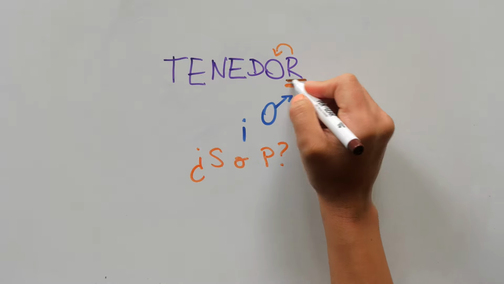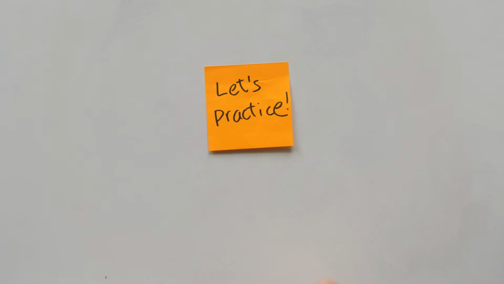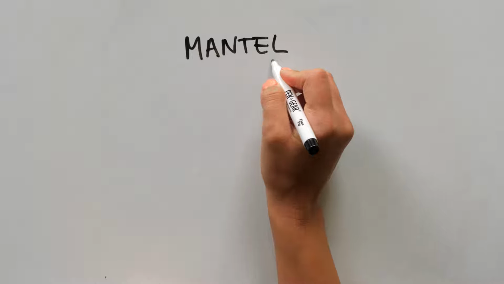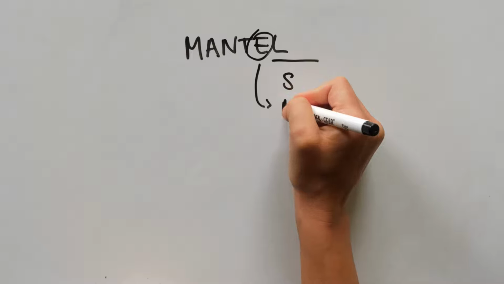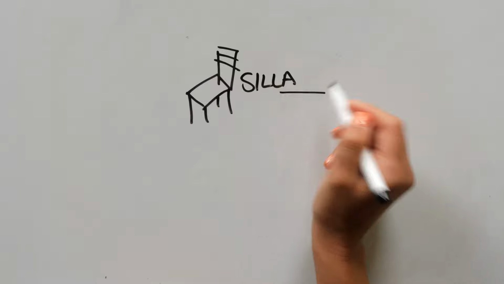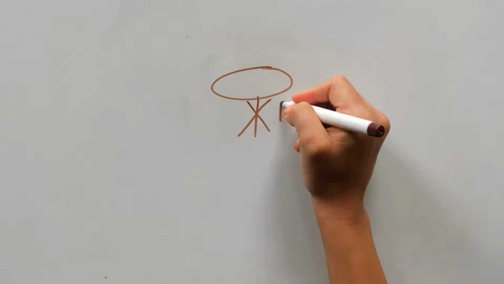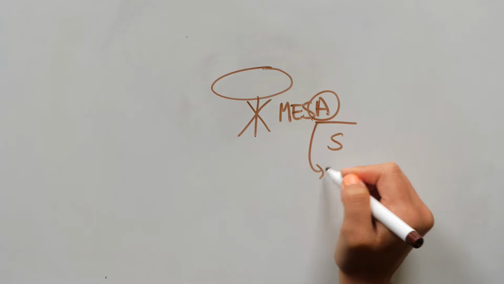Again, we take a look at the ending of that word. It doesn't have any S's or ES's, ends in an R, therefore it's just one fork, singular. Mantel, tablecloth. It ends in an L, so it's singular. Second to last letter is an E, great, masculine. What about silla? Ends in an A, then it's singular. Again, we look at the A, it's feminine. What about mesa? Again, doesn't end in an S, therefore it's singular, ends in an A, feminine.